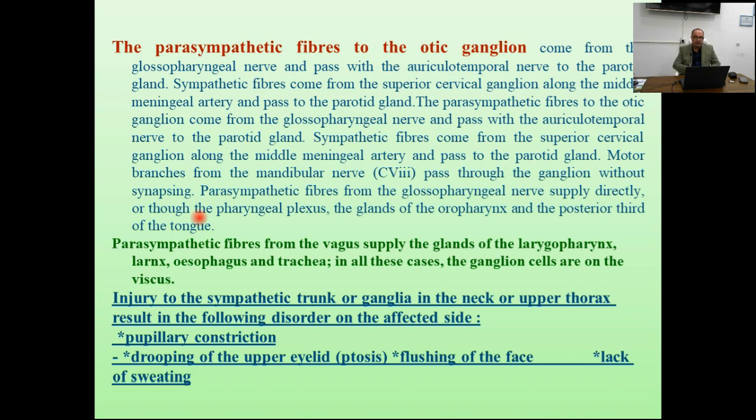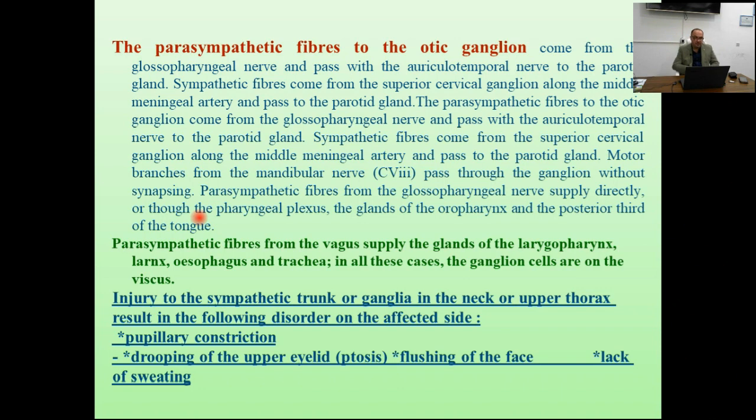The motor branches from the mandibular nerve pass through the ganglion without synapsing. The parasympathetic fibers from the glossopharyngeal nerve supply, directly or through the pharyngeal plexus, the glands of the oropharynx and the posterior third of the tongue. Parasympathetic fibers from the vagus supply the glands of the laryngopharynx, larynx, esophagus, and trachea. In all these cases, the ganglion cells are on the viscus.